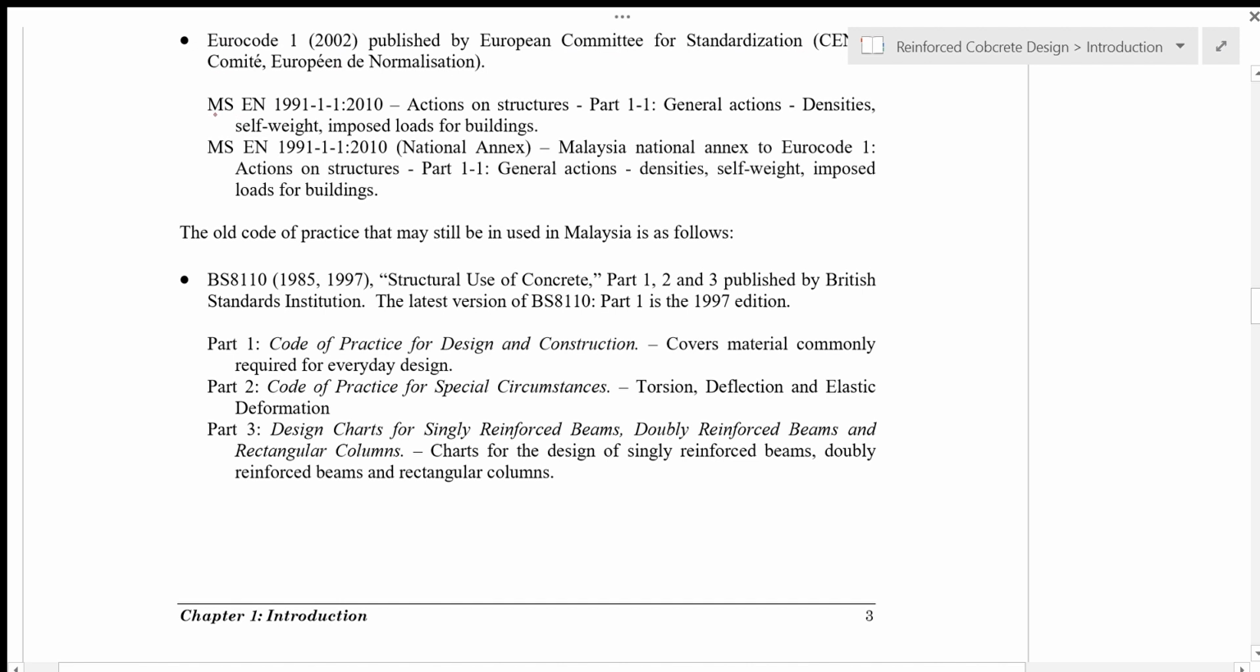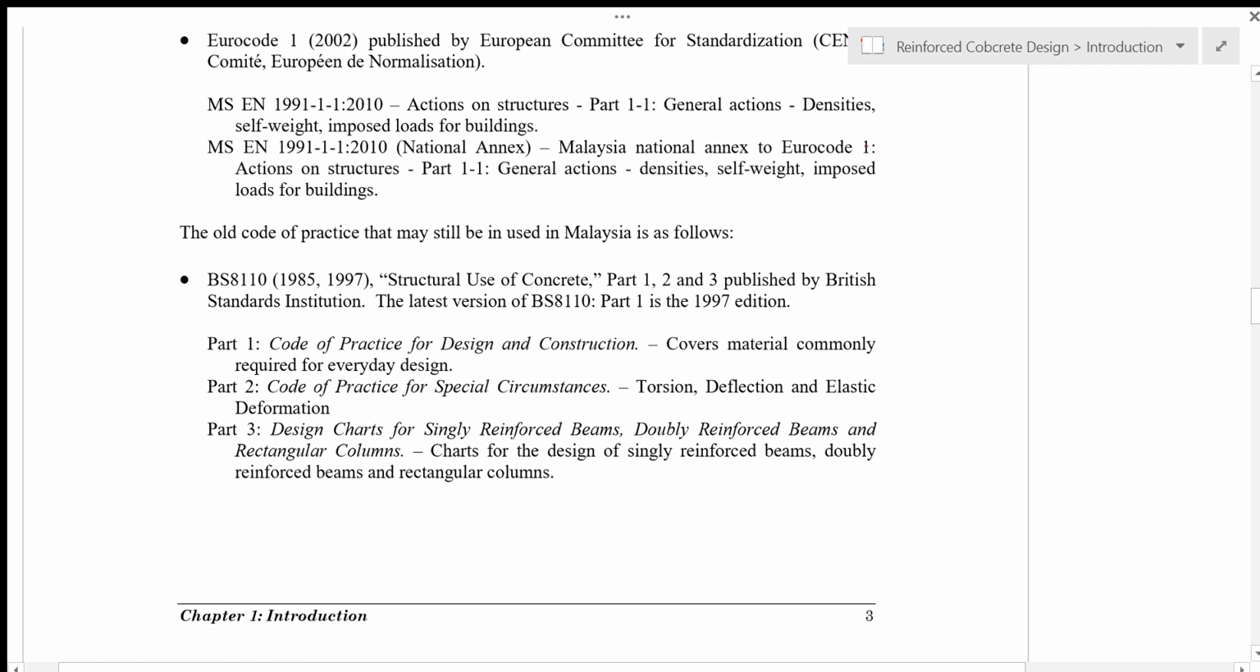And then we have Eurocode 1, also published by the European Committee for Standardization. This is the code number MS EN 1991-1-1 2010. This is actions on structures, also part 1-1. And then we also have the national annex for Malaysia as well.